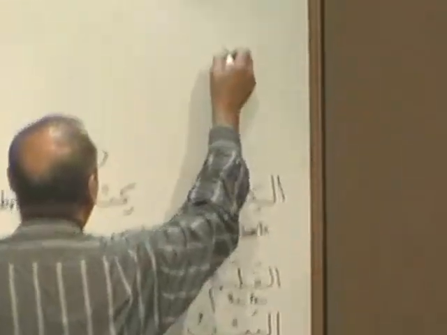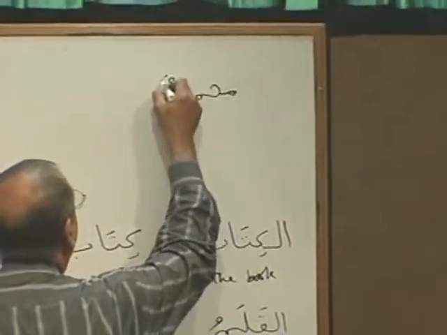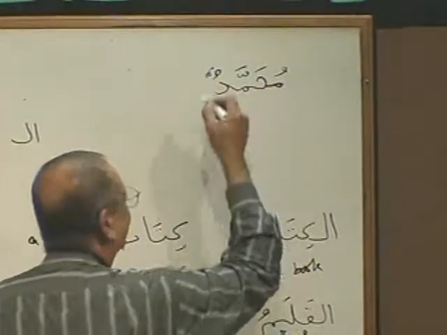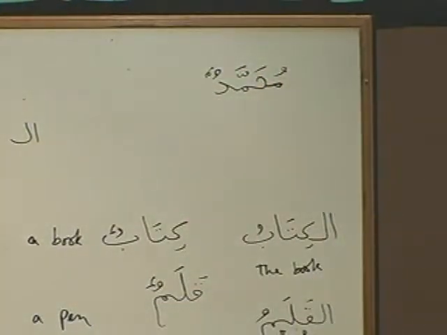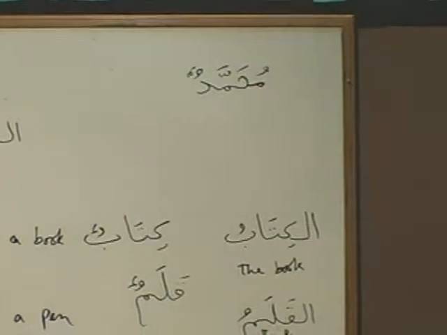Brother, I said baitun, it is indefinite. How about if I write down Muhammadun? There is a tanween there which always tells me that the noun is indefinite. But what about Muhammadun? Is it definite or indefinite? It is definite. Brother, how come? Tanween means indefinite, and now you say Muhammad is definite. Yes, you are right. Why?